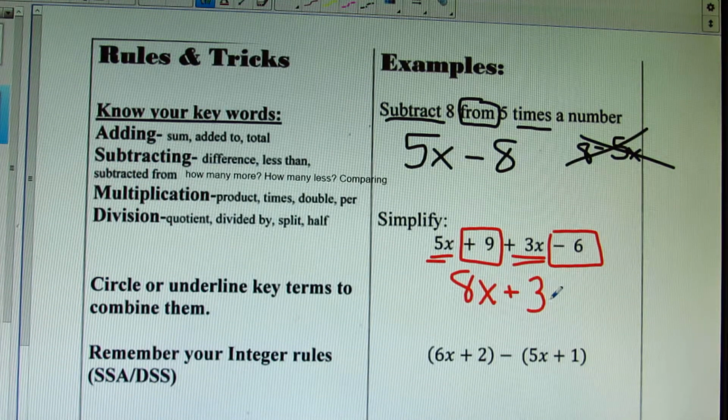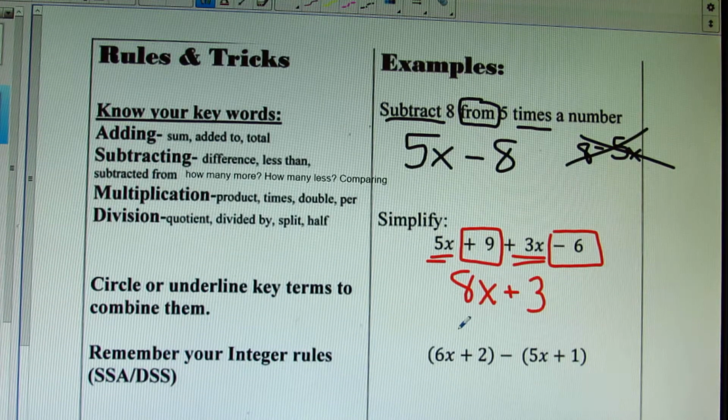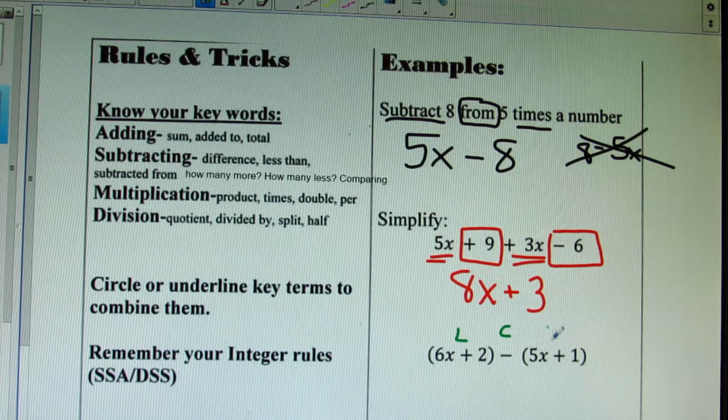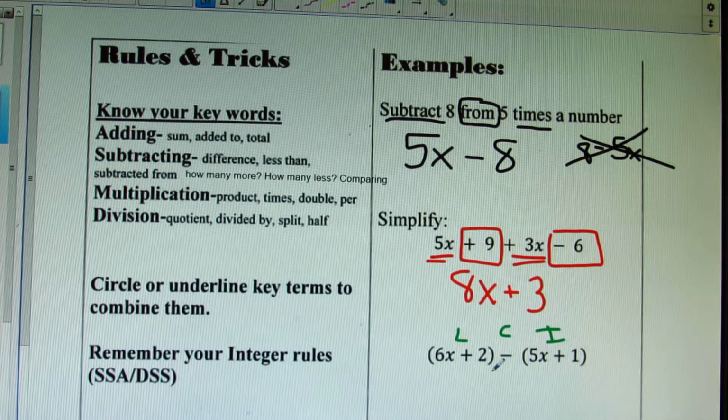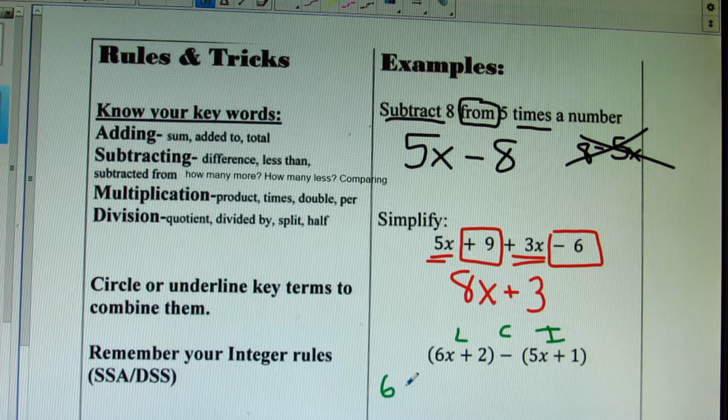8x plus 3. Now when I'm subtracting, it's a little different. I'm going to use my rule of leave, change, inverse. Anytime I'm subtracting, it's the same thing as adding the inverse. 6x plus 2. Change it to an adding sign. And inverse, that 5x becomes negative 5x. And that plus 1 becomes minus 1.